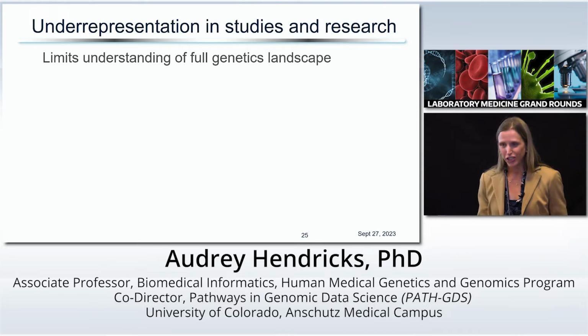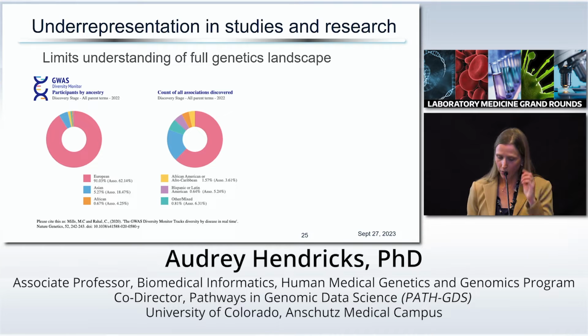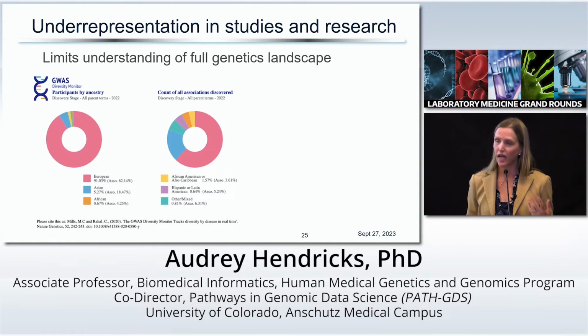Now, in addition to having inequity or differences in the clinical utility by these different groups, I also strongly believe that underrepresentation limits our full understanding of the genetics landscape. And we can clearly see this if we look back at this GWAS plot from the GWAS Diversity Monitor. So again, on the left, we have the participants by ancestry. Again, over 90% are in this pink European category. And then on the right, we have all of the associations, the new associations discovered in 2022.